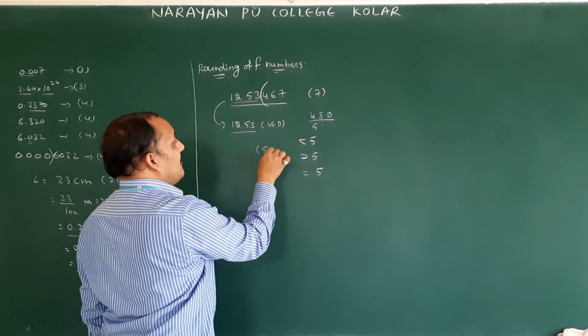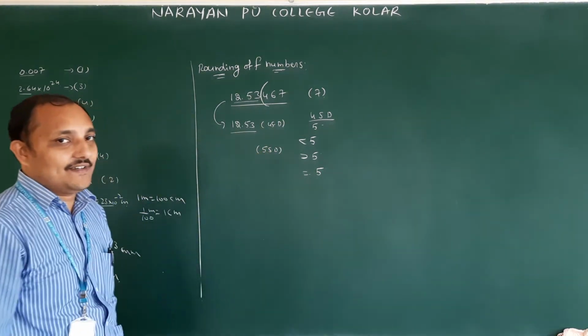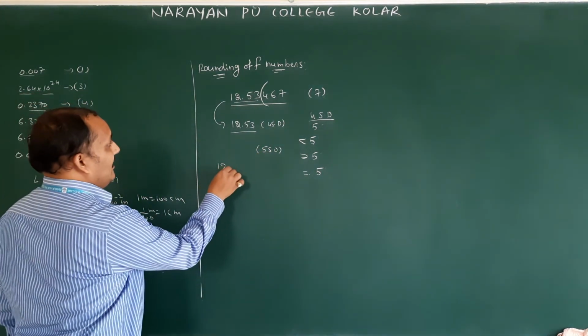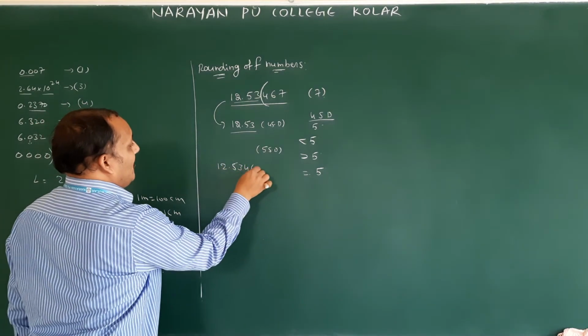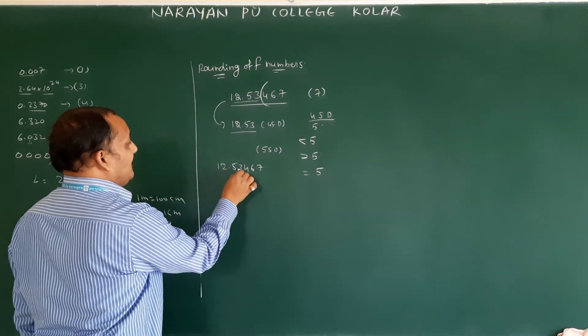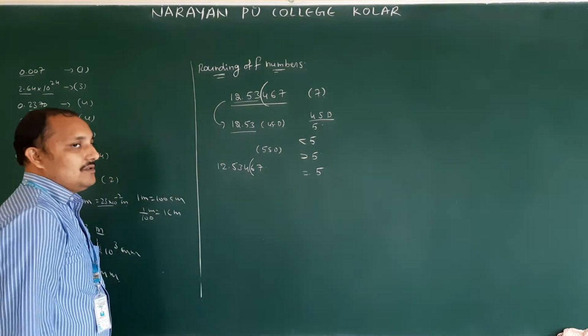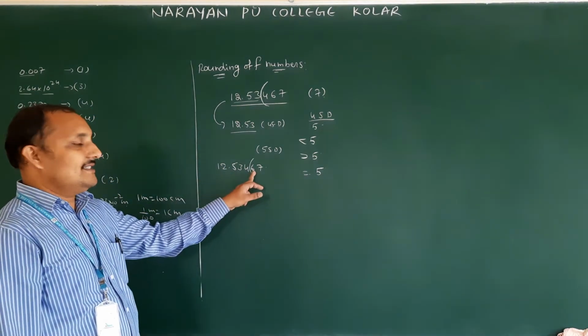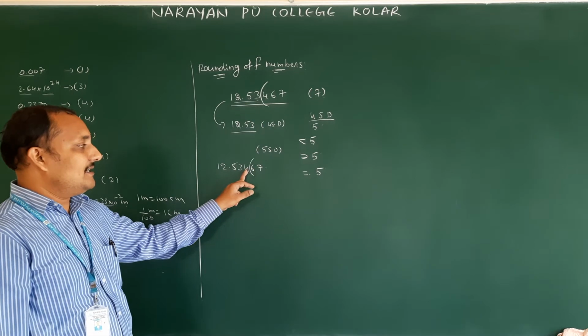Now they are asked up to 5 significant digits. 5 significant digits means 12.53467. 1, 2, 3, 4, 5. So 1, 2, 3, 4, 5 means this is the removing digit. So this is the preceding digit.